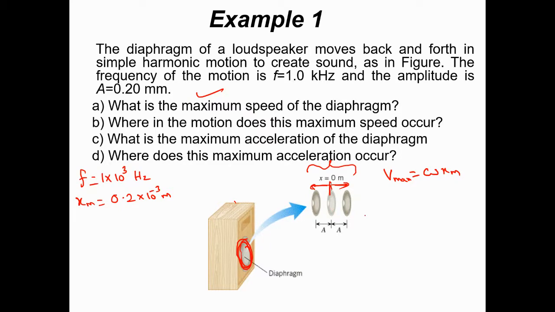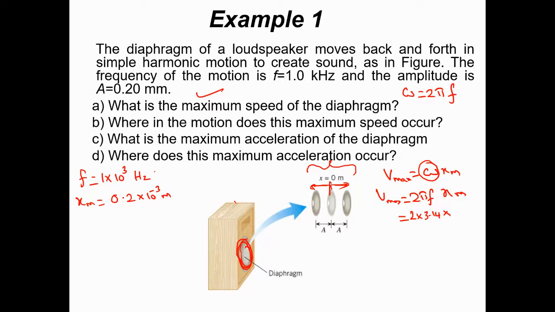Yes, you are right. What is the formula for omega? Omega is equal to 2 pi f. Just before we studied. Am I right? Yes, you are right. So substitute the value: V max is equal to 2 pi f multiplied by xm, and 2 multiplied by 3.14.